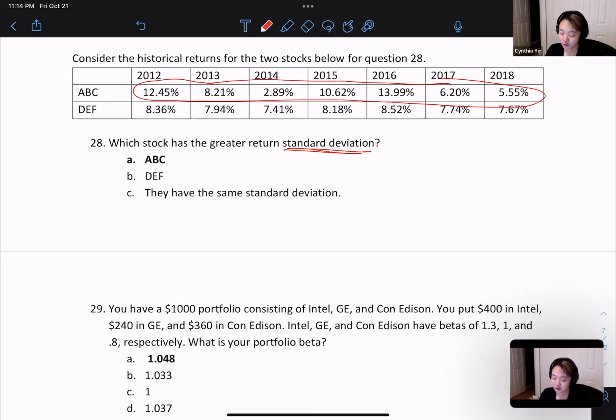It goes from 12 something percent all the way down to 2 something percent and goes up to like 14 something percent and down to around 6% again. But DEF is always within a very narrow range, like from 7% to 9%. So ABC is going to have higher standard deviation. But if you really want, you can calculate it. I'm pretty sure it's going to be ABC.